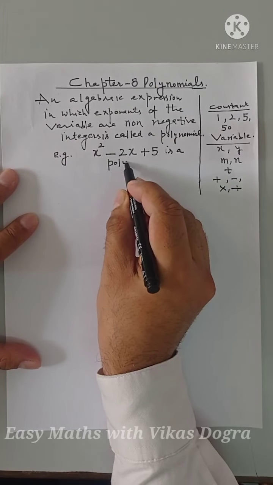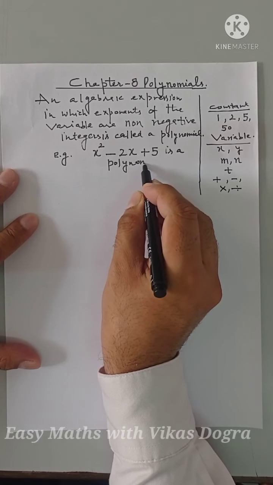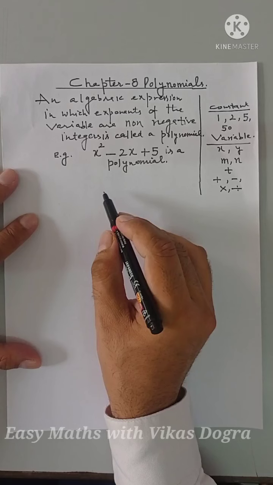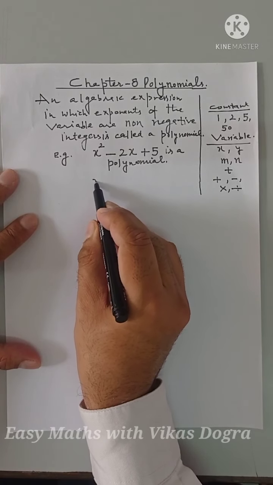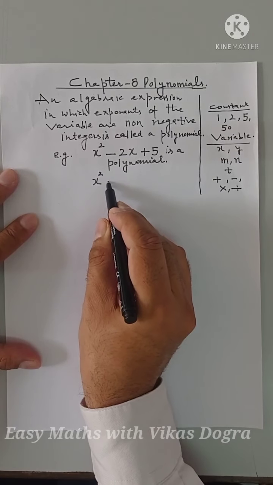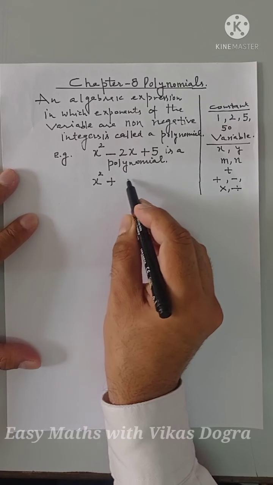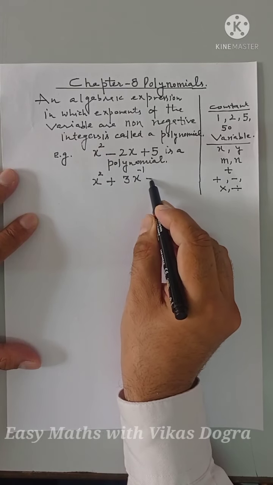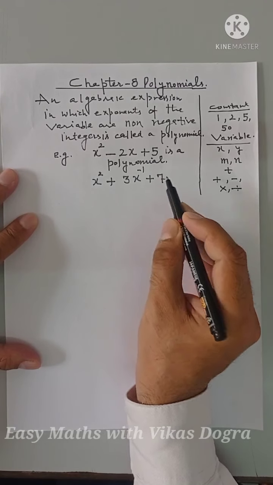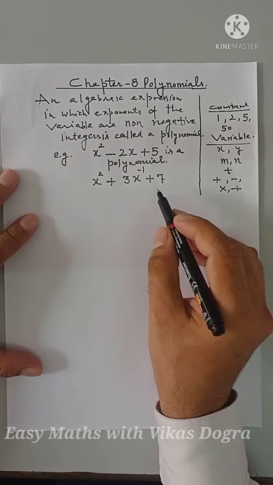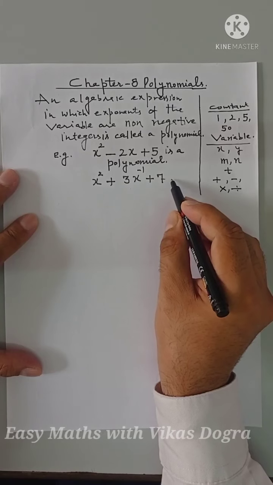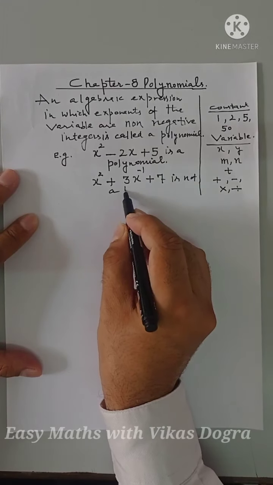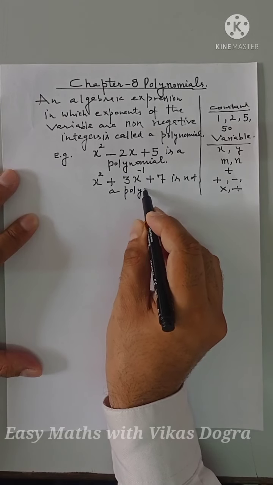Now I am writing another example. You are to tell me whether it is a polynomial, yes or no. Suppose I write here x square plus 3x power minus 1 plus 7. Is it a polynomial? No, it is not a polynomial. Why is it not a polynomial? I will explain.